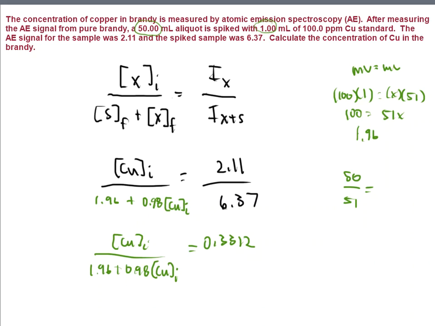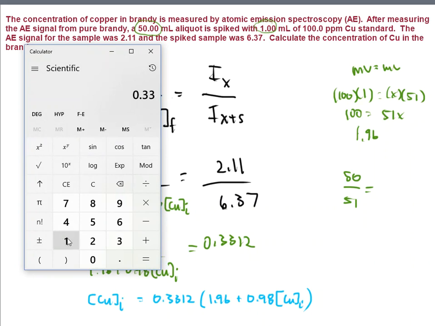Multiply each side of the equation by the denominator. So bracket CUI equals 0.3312 times 1.96 plus 0.98 bracket CU sub I. And now use the distributive property all the way through. Okay, so 0.3312 times 1.96 equals 0.6492.